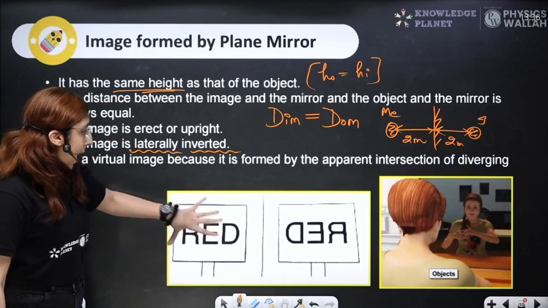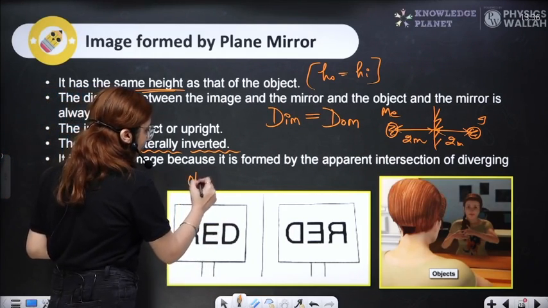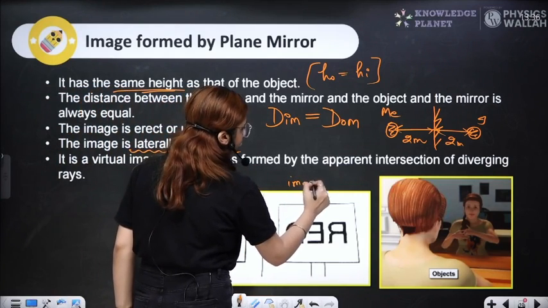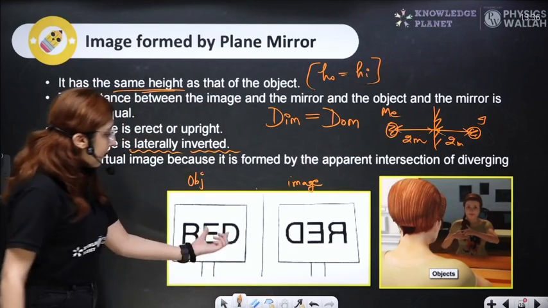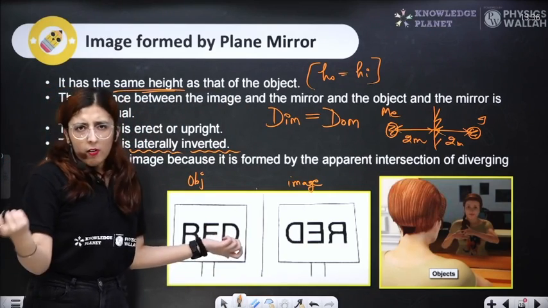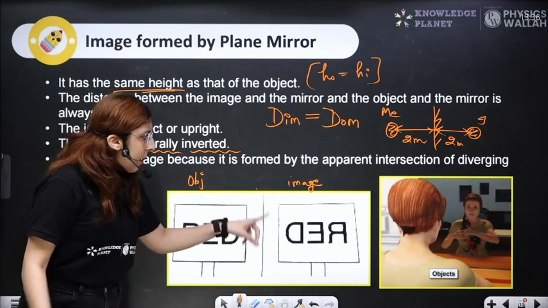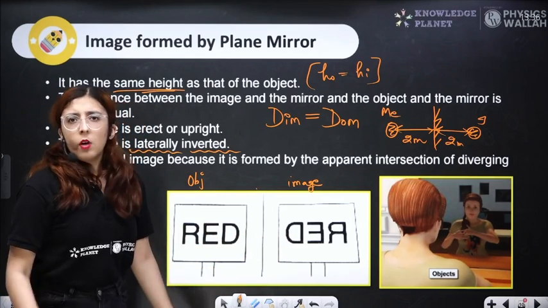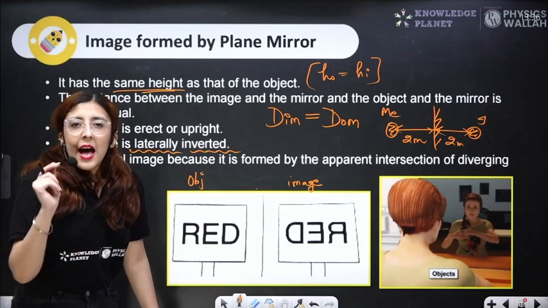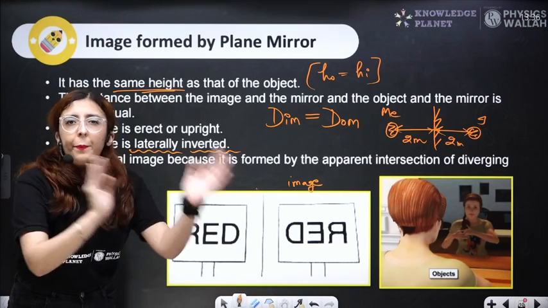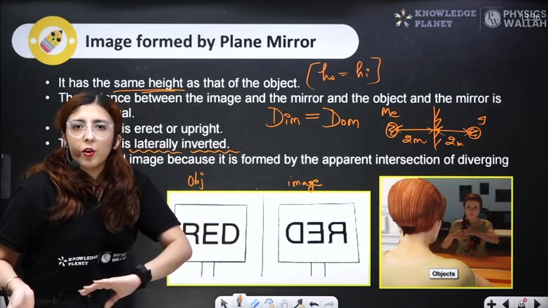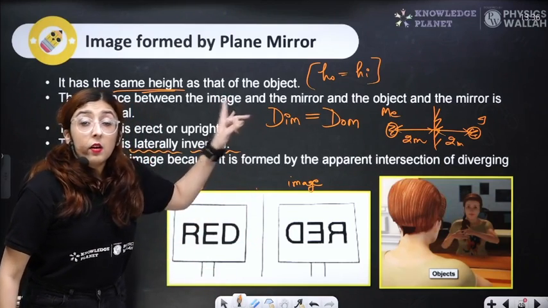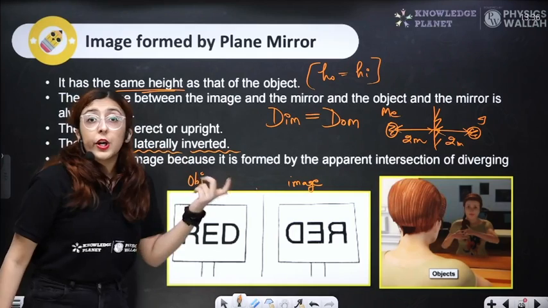This is my actual object, and that's the plane mirror, and this one is your image. Have a look. You can see D written normally, as we all write D. Now, when I am observing the image, can you see D inverted? Laterally inverted? Lateral inversion means left appearing right, right appearing left. So all plane mirrors tend to have laterally inverted images.